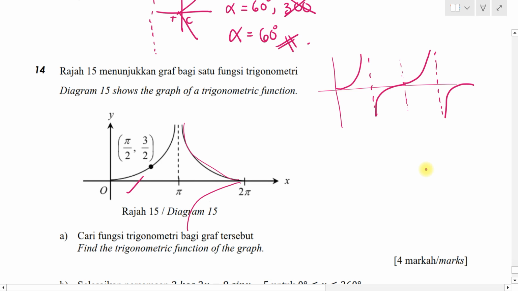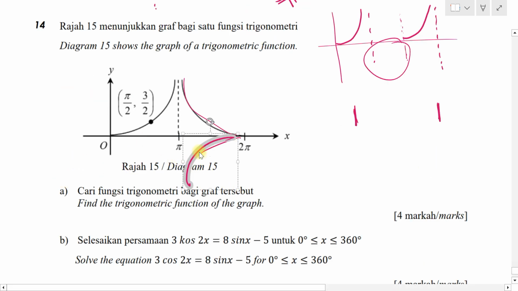That means they don't want to go to the negative part. So definitely it is a modulus part, because it is not going downward, right? It's supposed to be here, like this, but it doesn't go. So this must be a modulus graph. Okay, it must be a modulus graph.